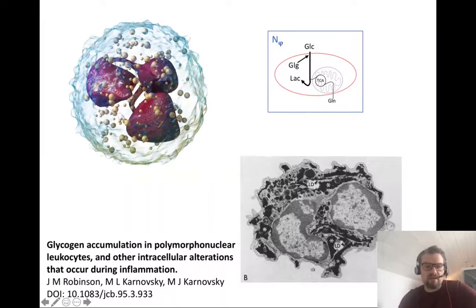And here's a really nice electron micrograph from this paper going back to 1983, I think it was, showing that neutrophils are packed full of glycogen. So all these black dots here, that's all glycogen stores. So you can imagine when these neutrophils arrive at a site of infection, if you have a bacterial infection, you can have a huge amount of bacteria localized within that site of infection.